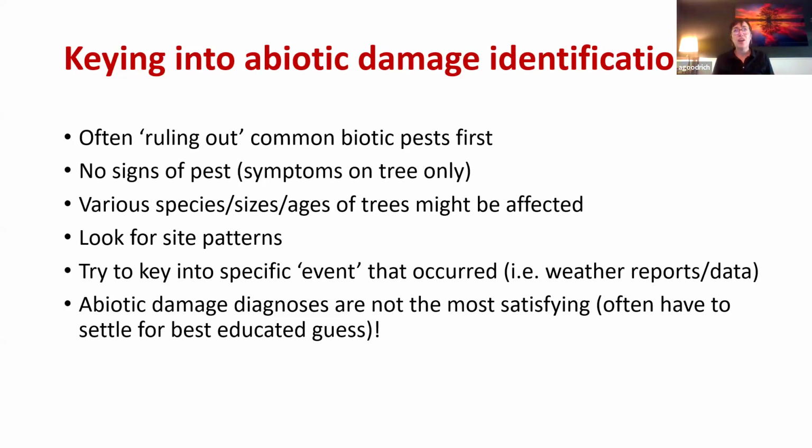I would imagine those of you that own land certainly know exactly what's happening on your land, and so you're probably going to key into those a little bit easier than we are if we're trying to cover three-quarters of the state of Washington. And I have to say that abiotic damage diagnoses are not the most satisfying. Often you have to settle for a best educated guess of what happened. You don't have that smoking gun, right? You don't have, oh, I've got the pathogen here, I can see that it's causing it. Often we're doing things retroactively and just trying to piece those puzzle pieces together.